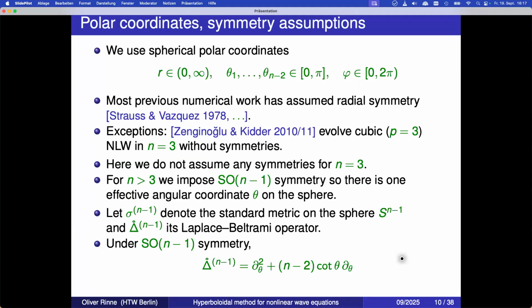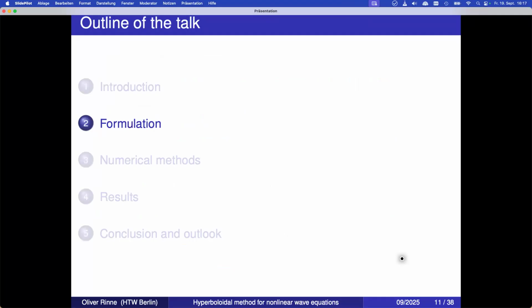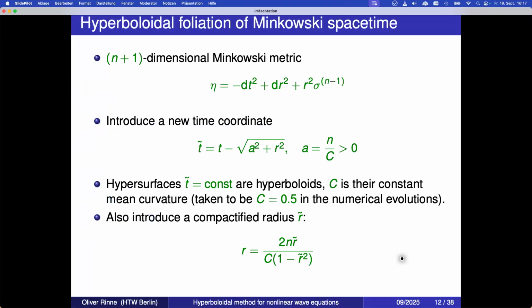So that's basically my little introduction. Now I want to go into a little bit more detail concerning the formulation of the equation that I use. I basically start off with the n plus 1 dimensional Minkowski metric. So n space dimensions and 1 time dimension. Here t is time, then we have the radius, and we have the n minus 1 dimensional unit sphere here. So this is the Minkowski metric, which I call eta.